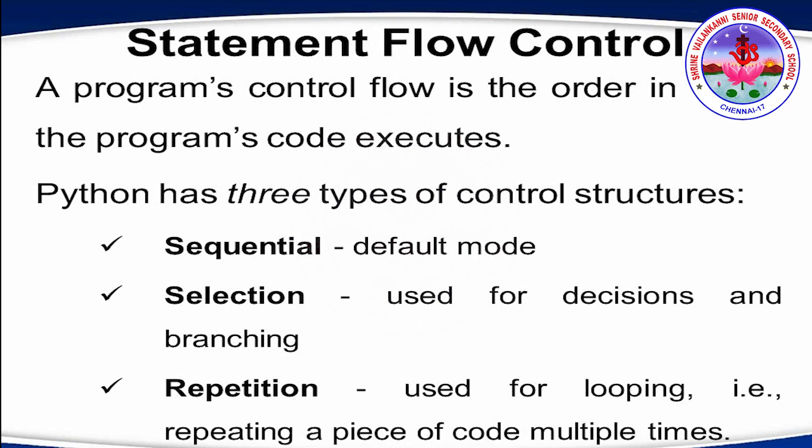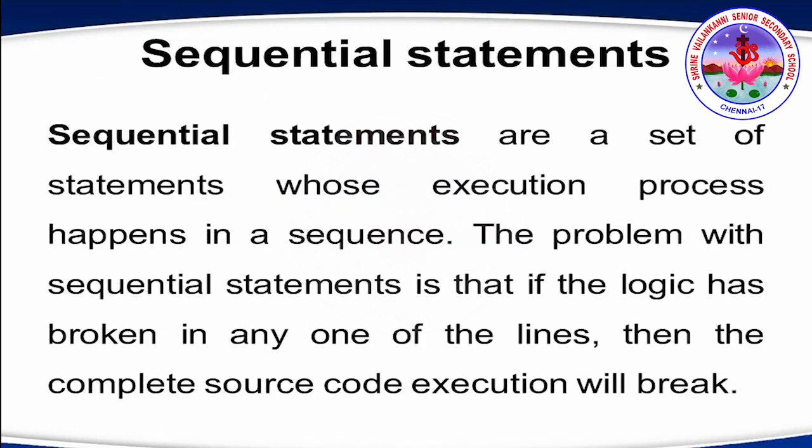Now about statement flow control. A program's control flow is the order in which the program's code executes. Okay, so this is what is called control flow. There are three types of control structures: sequential, selection, repetition. Sequential is the default mode. Selection is used for decisions and branching, like conditional statements. Repetition is used for looping, and we call it iterative statements. Okay, a piece of code, that is a block, will be executed again and again.